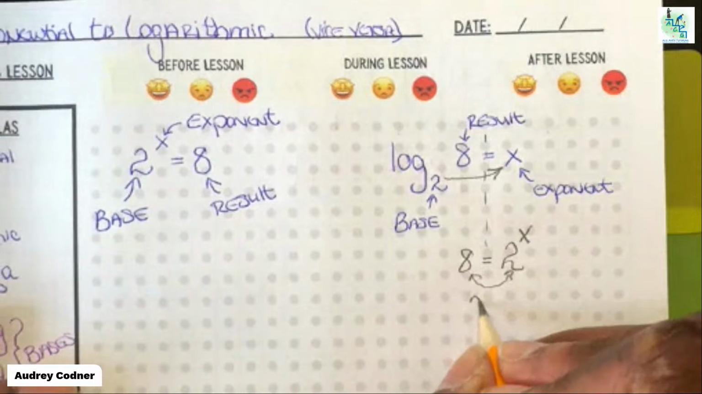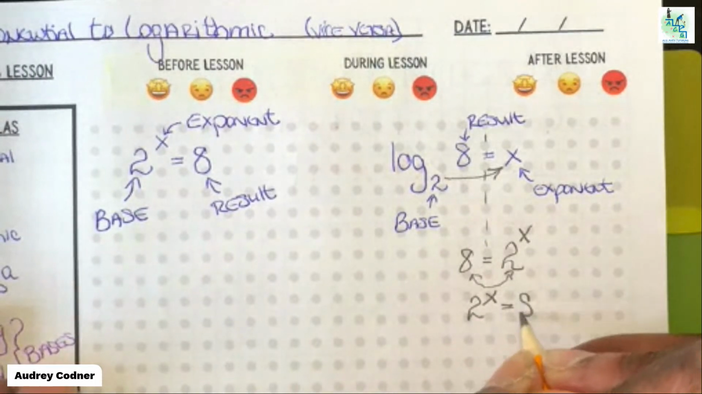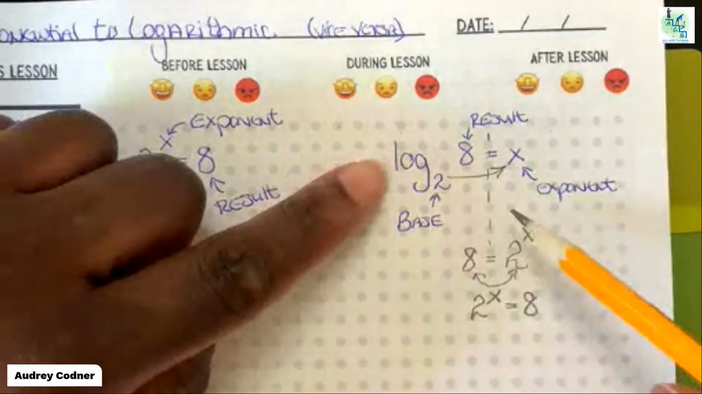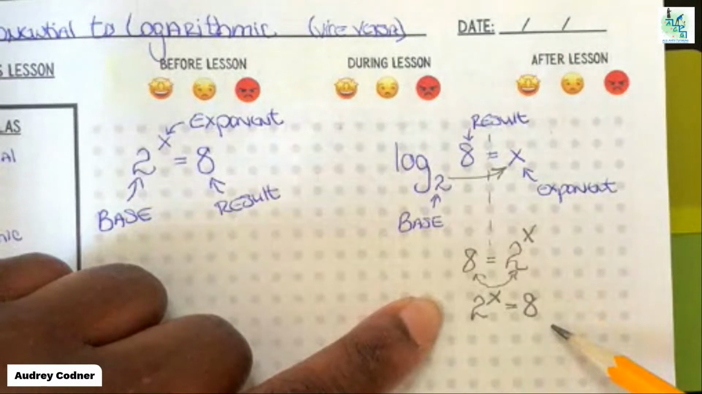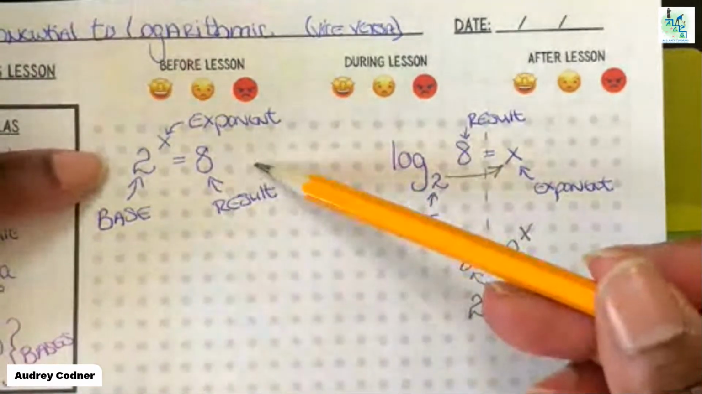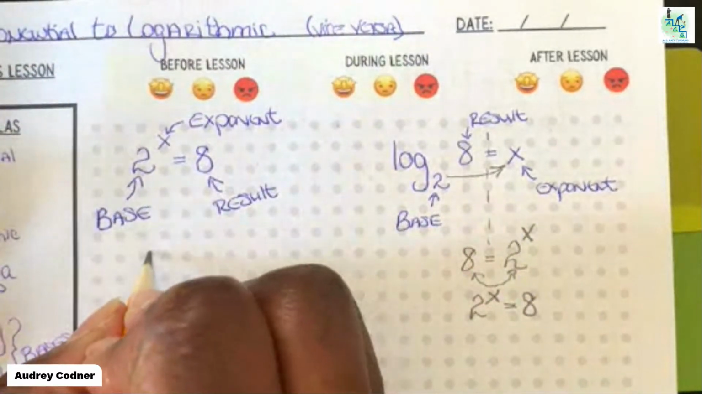So now you have your 2 raised to your x is equal to 8. So that's how you go from a log to an exponential. For you to go from an exponential to a log, first we're going to write our log.